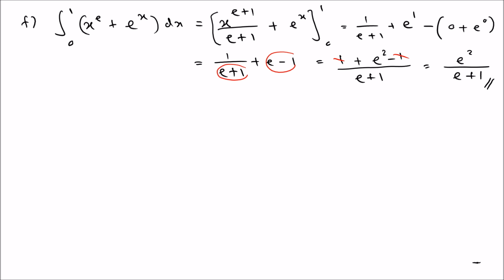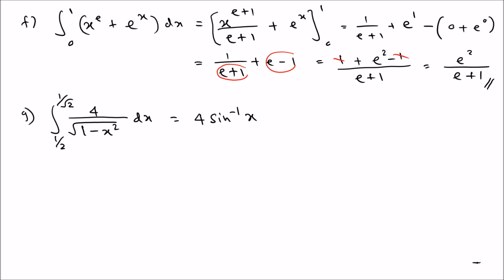Let's do one last problem. So how about this one? It is the integral from 1 over square root 2 to 1/2 of 4 divided by the square root of 1 minus x squared dx. Again, you can look at the tables. This is one of the formulas in the table. When you have 1 over the square root of 1 minus x squared, that is sine inverse x. So this is simply 4 sine inverse x, which comes from the table. Please look at the description for a link for the table if you forget that.